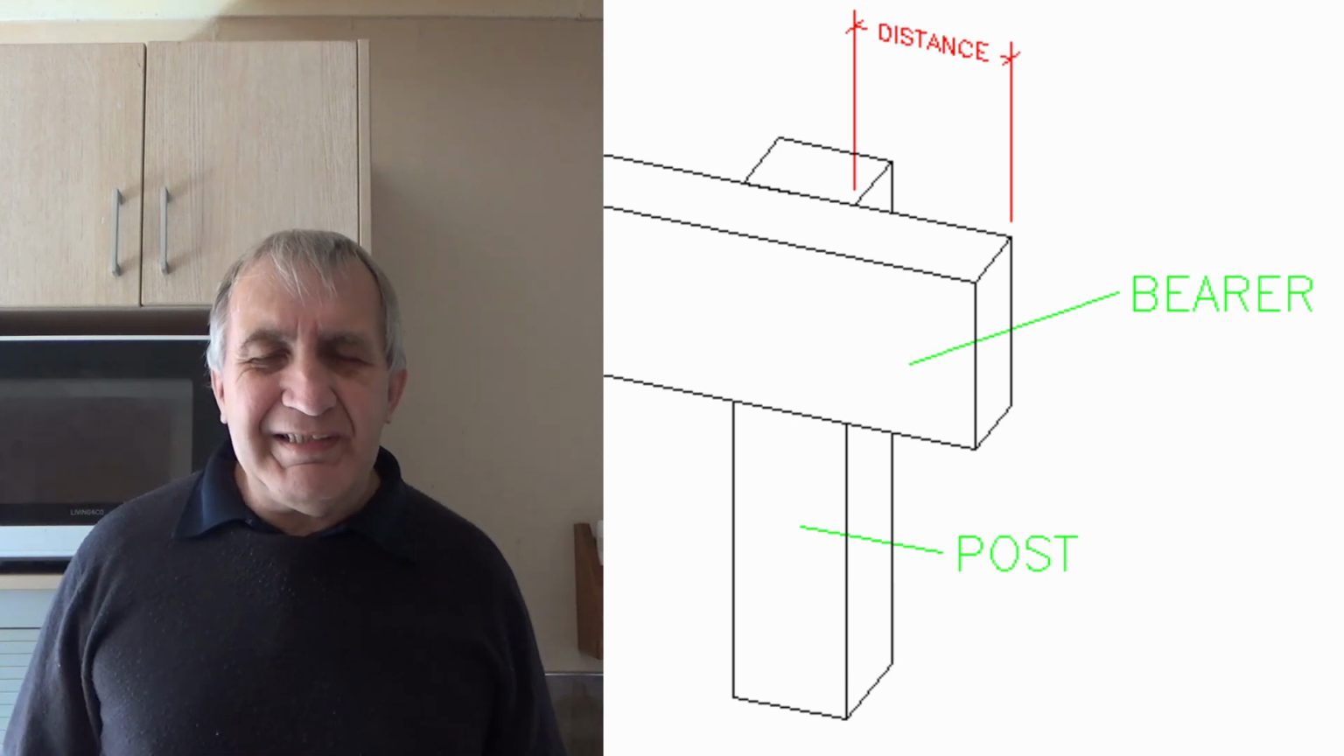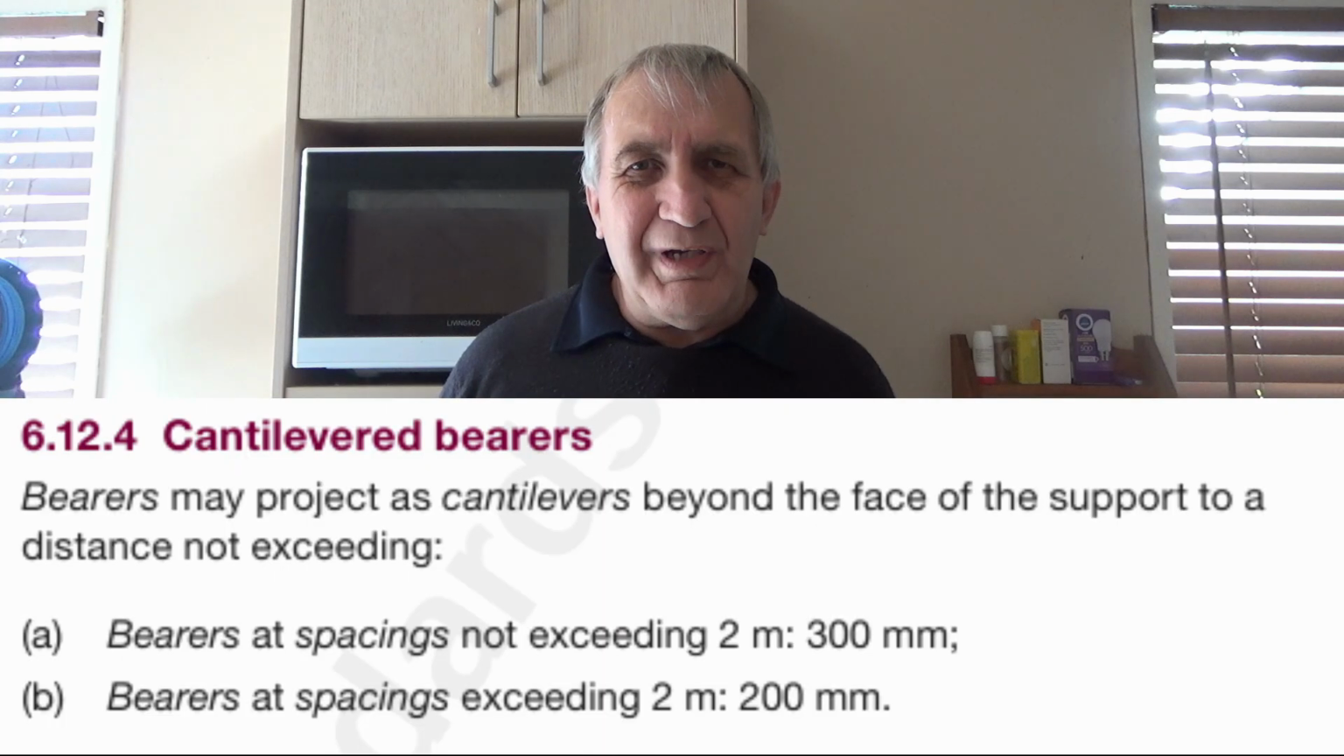You might want to consider having cantilevered overhangs on the end of your bearers. In NZS 3604 under clause 6.12.4 there's a little snippet which gives some information on how much you can have your bearer overhang at each end. The advantage of this is that in some cases you can reduce the number of piles holding up the bearer, so it saves a bit of cost and a bit of time as well.